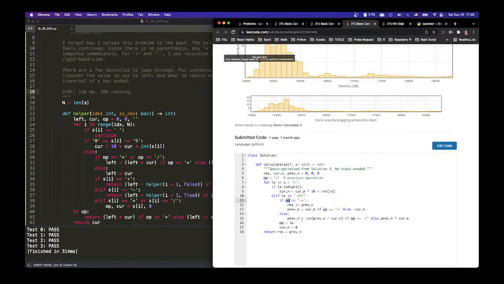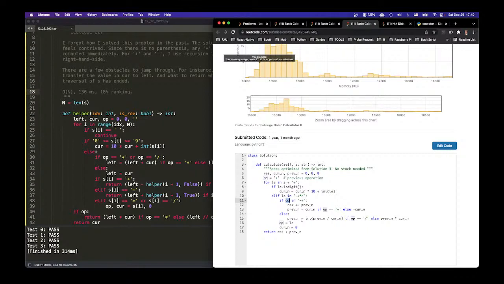Okay, and then if it's a plus, so every time the previous operator is a plus, that means the previous value has been completely computed. If it's a plus or negative, that means it's been completely computed, so I can add it.